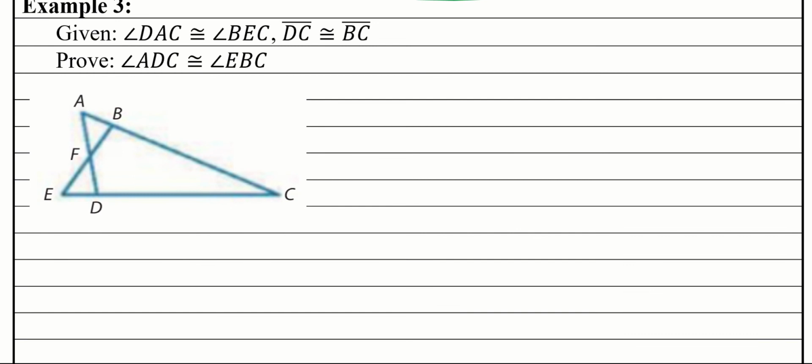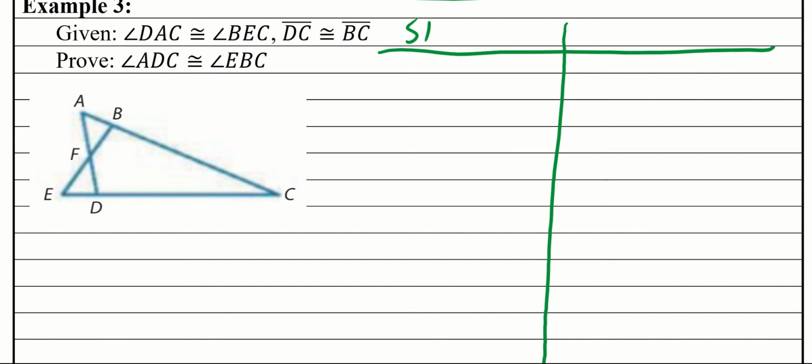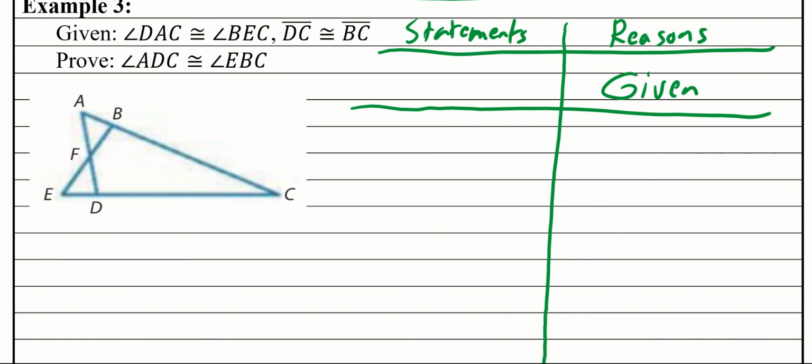Okay, so again, example 3, a little bit more of a complicated one. I'll give you a sec to go ahead and sketch this. And we're told two pieces here, so I'm going to go ahead and set everything up. Okay, statements and reasons. I'll just go ahead and copy down what's in my given. So I'm given two things here. I'm given a pair of angles that are congruent. So I can say angle DAC is congruent to angle BEC. And then we're also told that line segment DC is congruent to line segment BC.